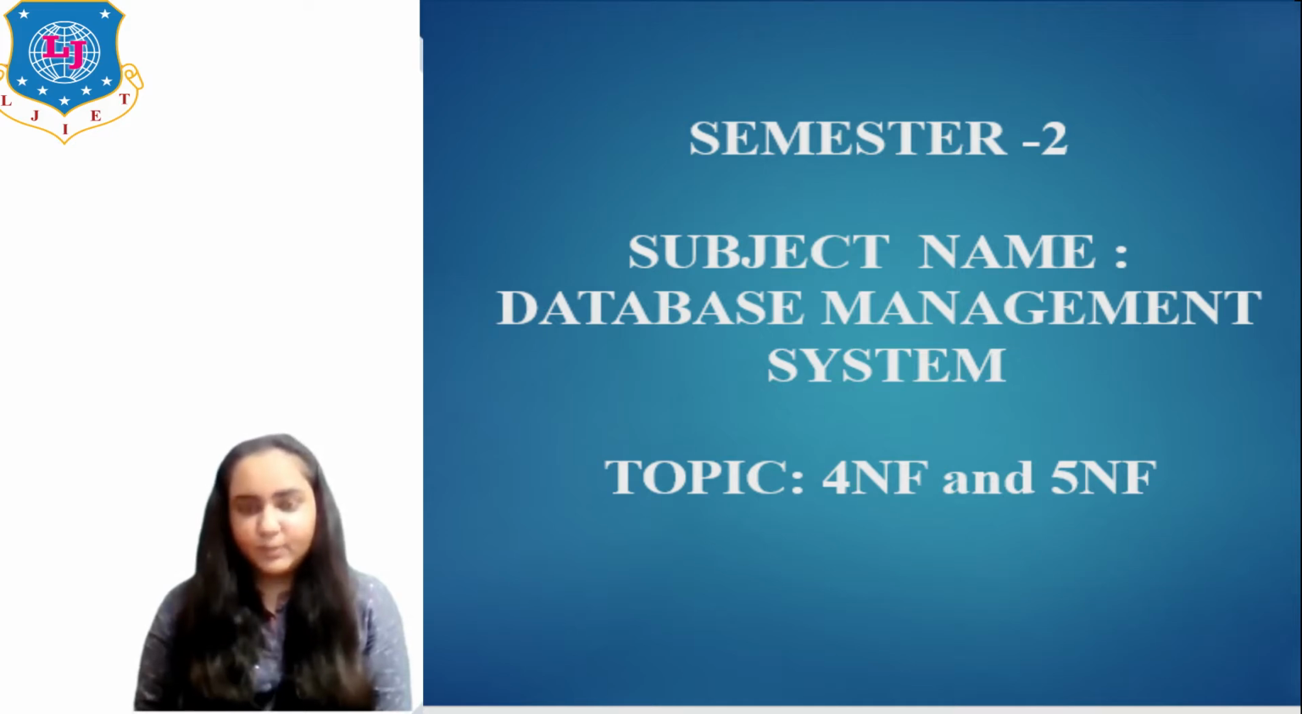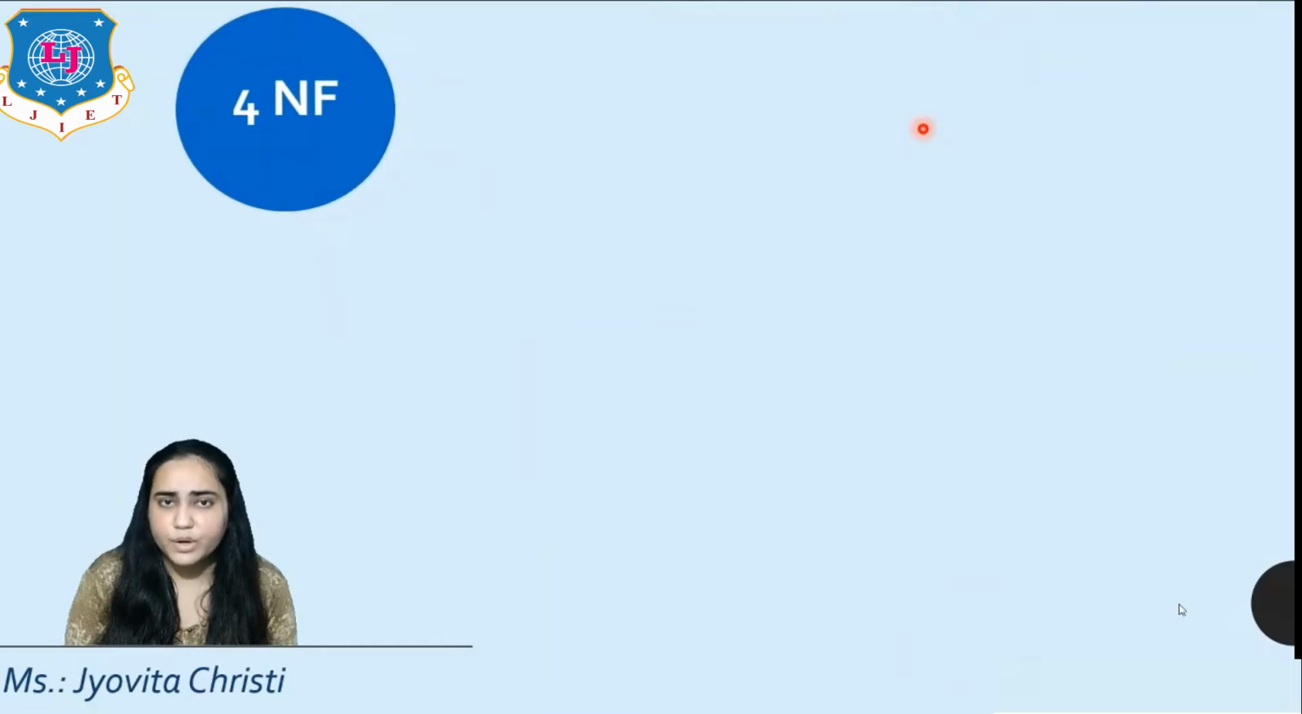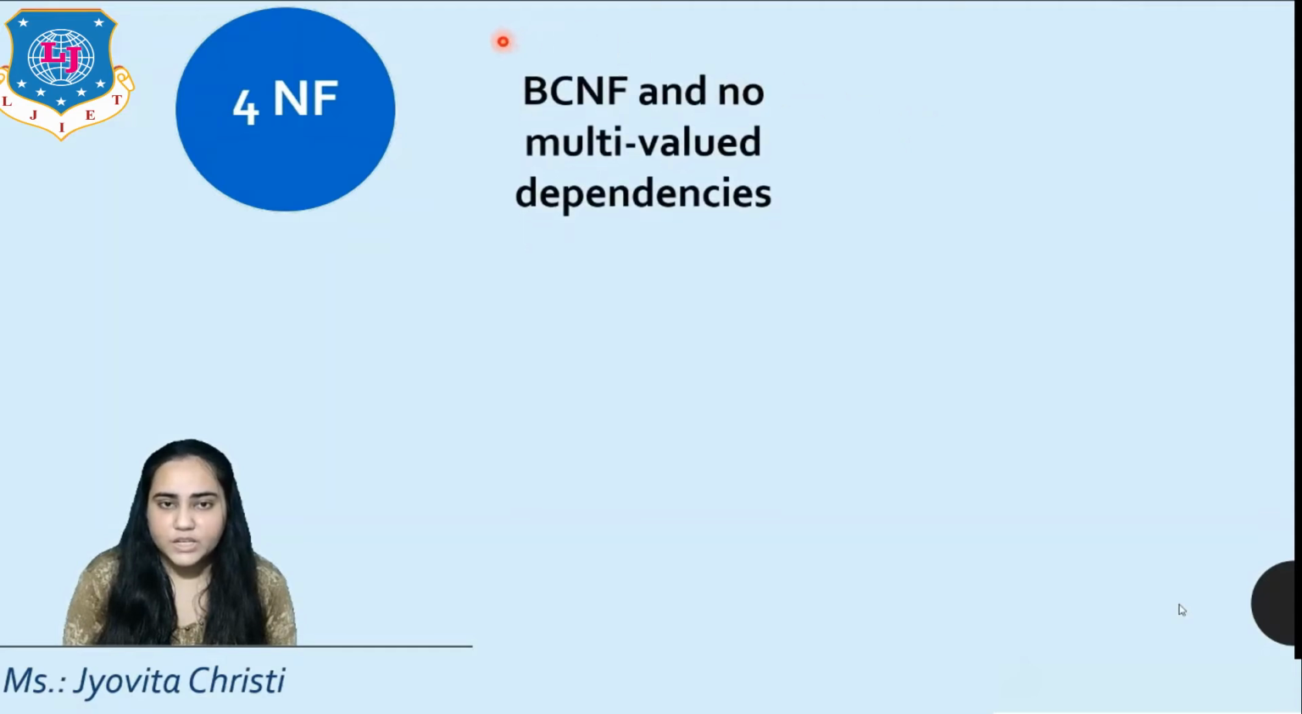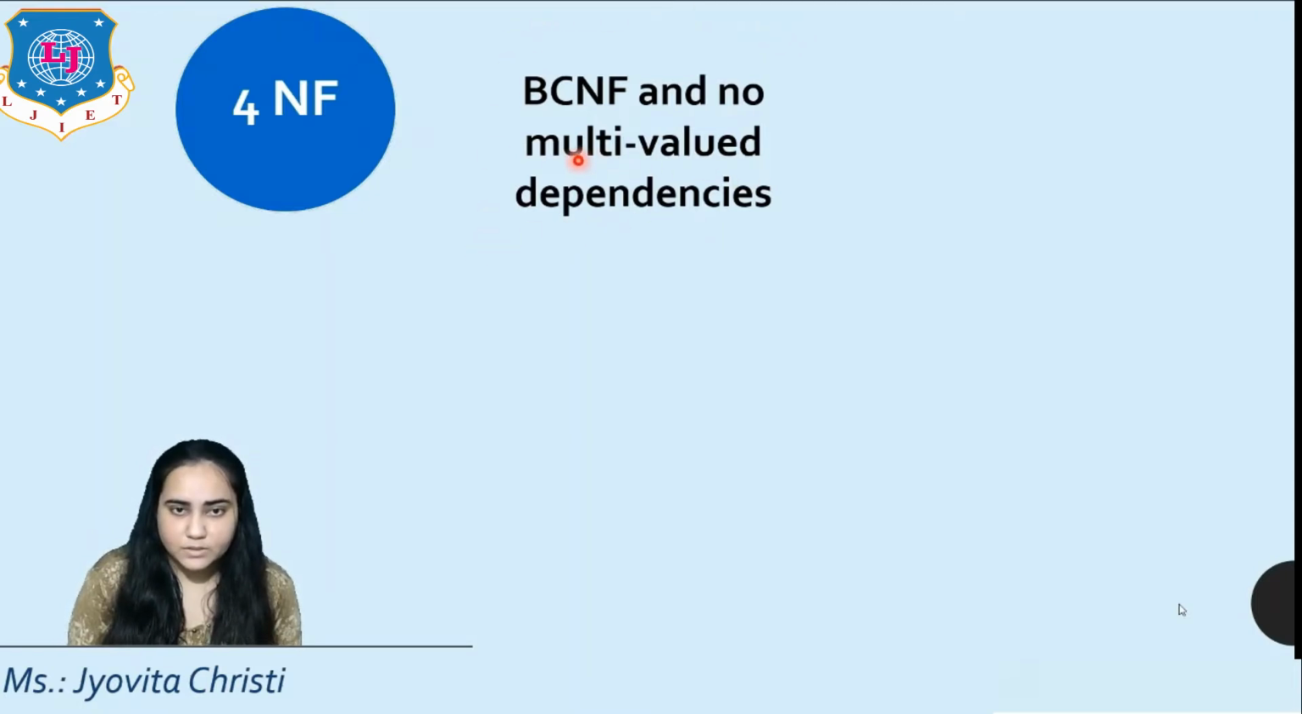I'm Jovita Christie, and in this video, I'm going to explain to you the fourth normal form and the fifth normal form in the normalization process. 4NF of course stands for the fourth normal form, and here the condition is that it should be in BCNF and there should be no multivalued dependencies. Now we need to understand what a multivalued dependency is.